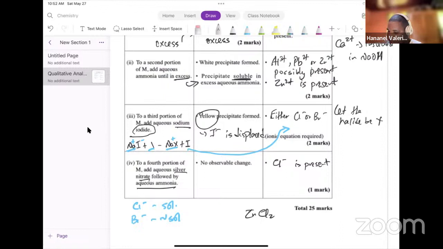Oh, I made a mistake. Don't make that mistake like me. Remember that group 7 elements exist diatomically. So remember they exist diatomically, and don't make that mistake I made there.